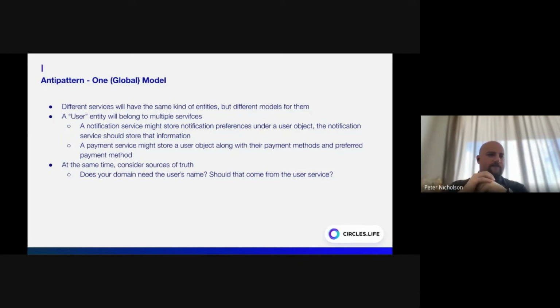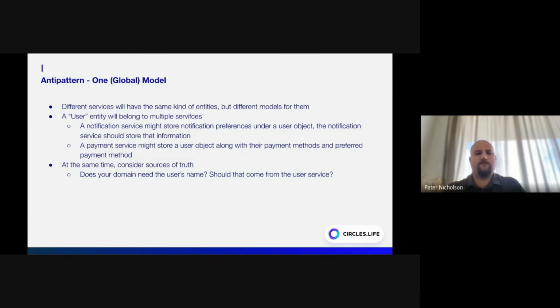The next anti-pattern is this kind of idea of one global model. And that's the idea that, since we have a user service, everything about the user has to go in there, which is not the case, right? Your service will have a model for some idea like a user. The other services will have their own model for it. And that is really the world we want to be in, because your service is only going to add the elements to its user model that it needs to perform its task.